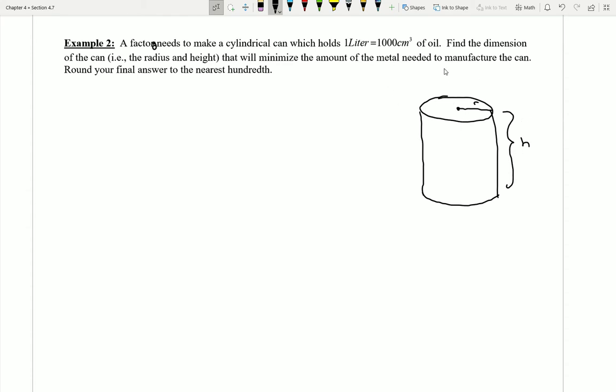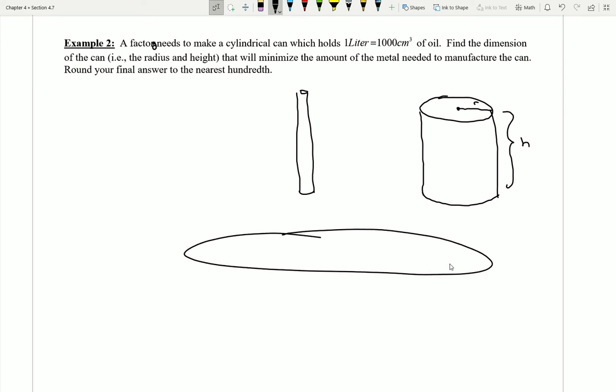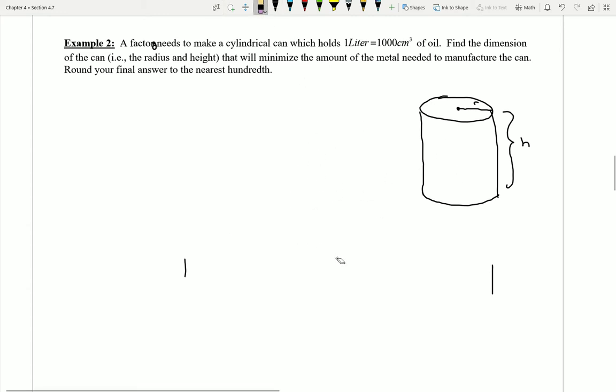Now, I can make a can that holds 1,000 cubic centimeters of oil, and you could imagine I could make really long, skinny cans, right? Like I could do a can that looks something like this. I can make cans that are unbelievably wide and very, very short. But I might want to figure out exactly where in between these two extremes I want to be, so I can get a can that meets the criteria here, but also uses the least material to construct it.